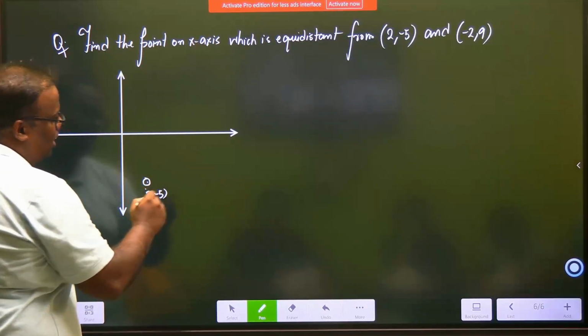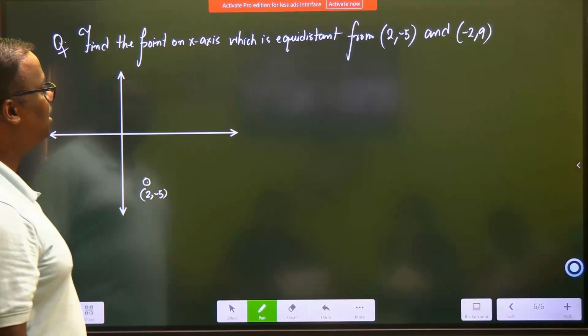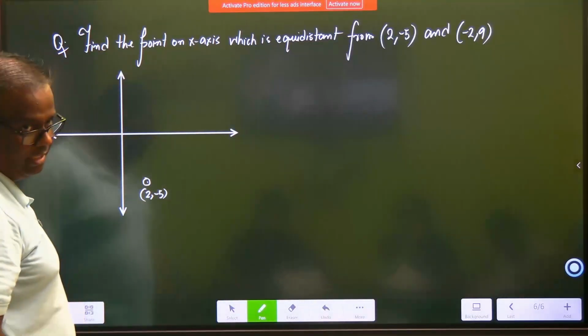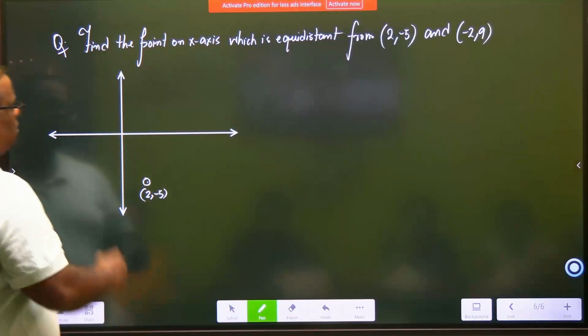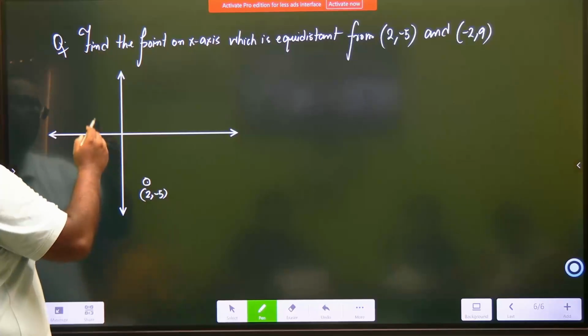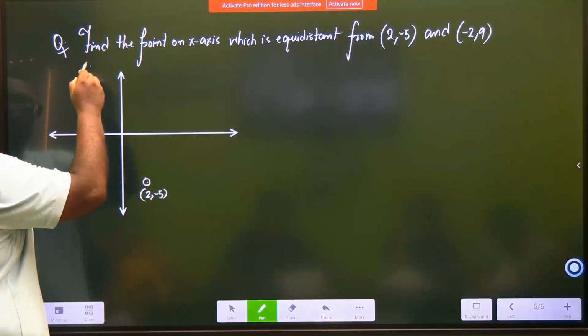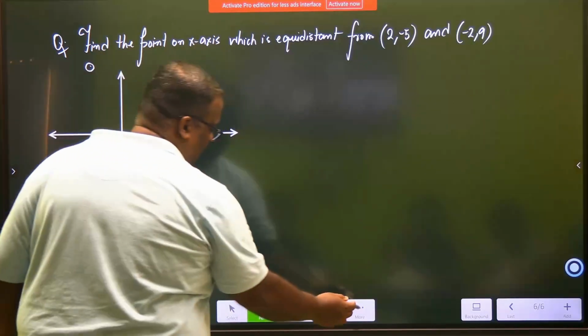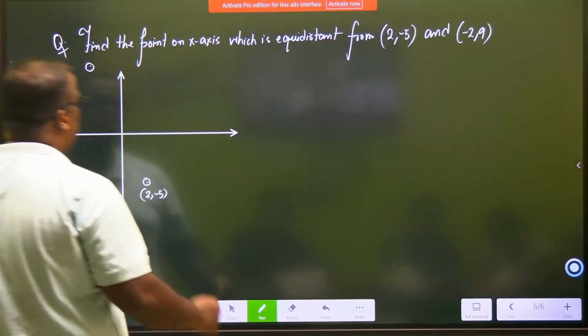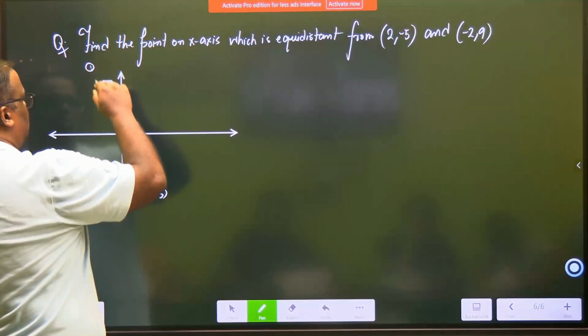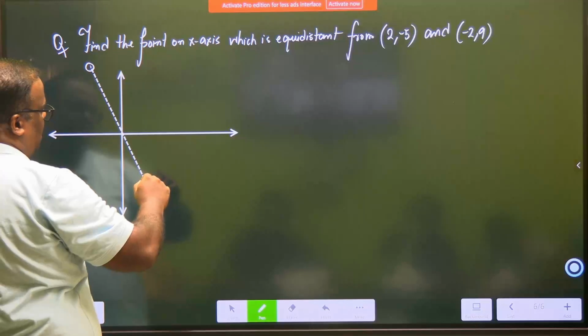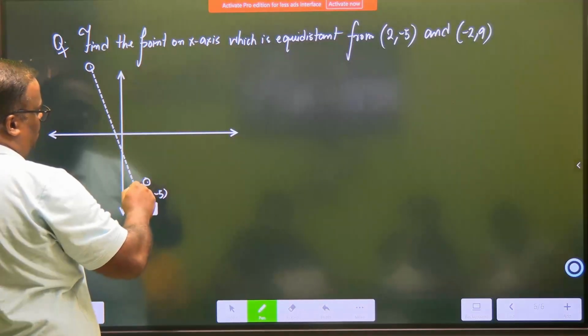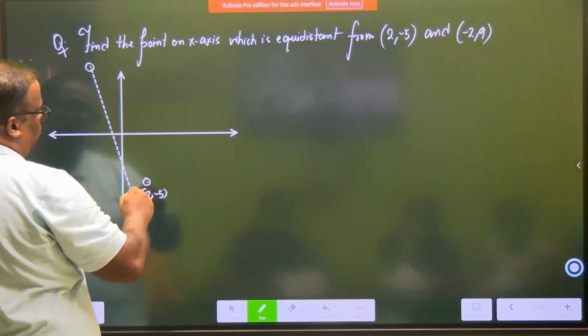I'm trying to do it realistically, okay. And then there is another point which is (-2, 9). Where is minus 2? Minus 2 is here, and 9 is somewhere here. Agreed? And let me join these two points. It may pass through the origin or it may not pass, okay. I'll not make it pass through the origin, somewhere here.